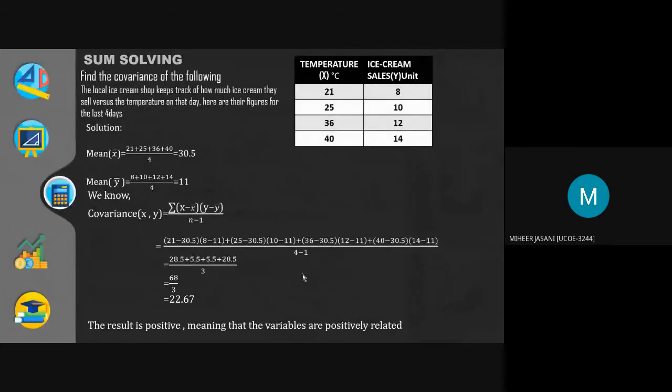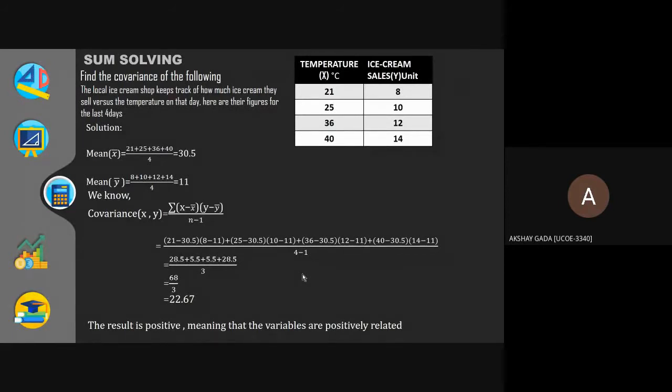Thank you, Mihir. So in this problem, a local ice cream shop keeps track of how much ice cream they sell versus the temperature on that day. Here are the figures for the last 4 days. Over here, the temperature is considered as X where the data values are 21, 25, 36 and 40, and ice cream sales are considered as Y where the data values are 8, 10, 12 and 14.